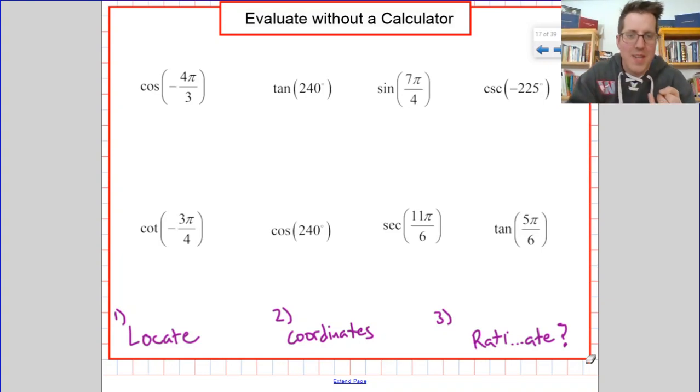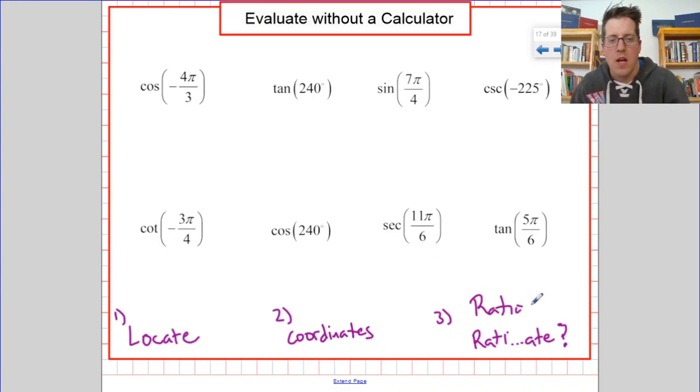Locate the angle. Figure out the coordinates at that angle, and then figure out what ratio of coordinates you are looking for. Okay? Let's try one more time with a little bit more conviction. Locate, coordinates, and ratiate. That's a word I just made up.